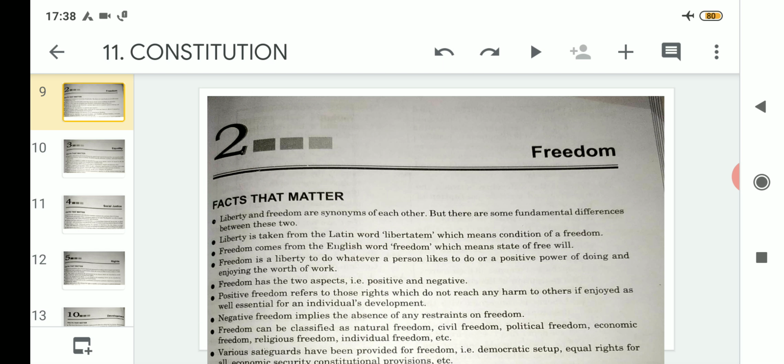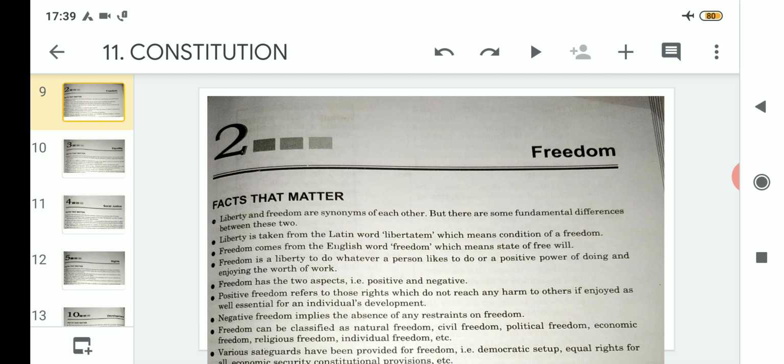When we talk about liberty, it is taken from the Latin word libertatem, which means the condition of a freedom. That means liberty is just one condition related to the term freedom. Whereas freedom comes from the English word freedom, which means state of free will. Liberty is just one aspect or one side of freedom, but freedom is a state of free will as a whole.